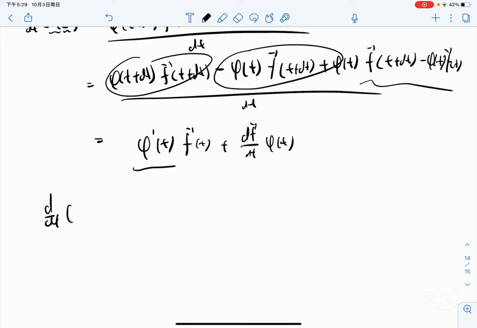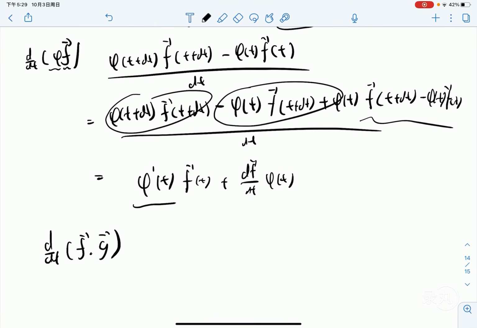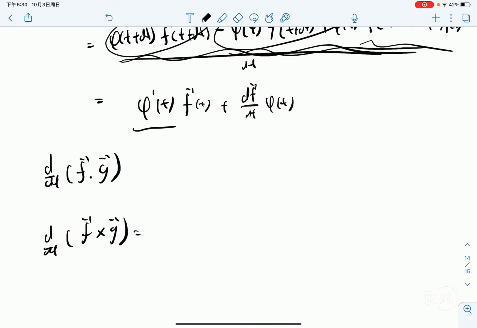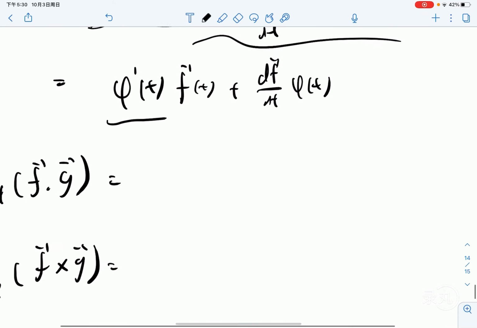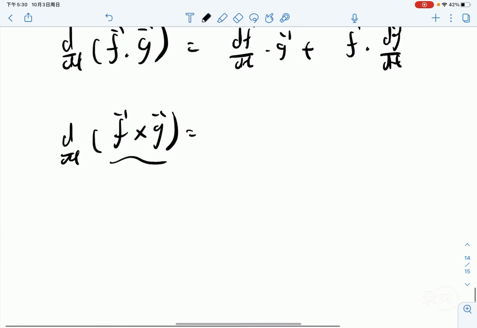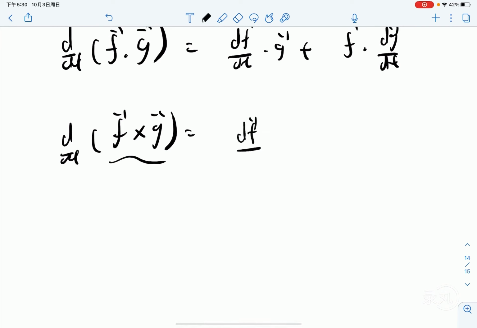And similarly, if it is all vectors, the dot product, then similarly we can get this, it's very similar. And for the case of the cross product, it's also very similar. So this term is equal to df/dt dot g plus f dot dg/dt, and this one is going to be df/dt cross g plus f cross dg/dt.